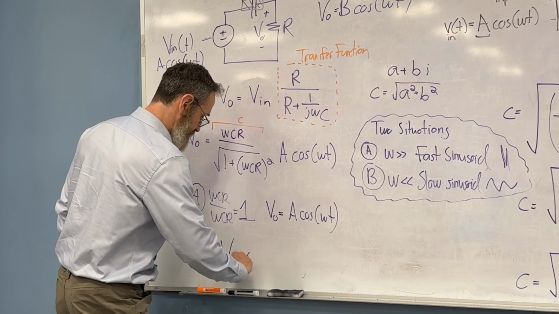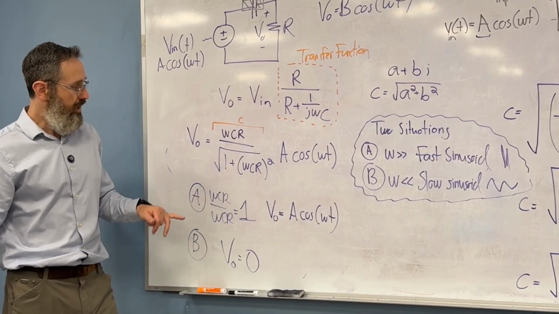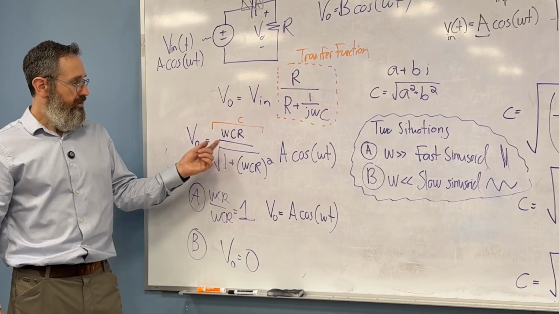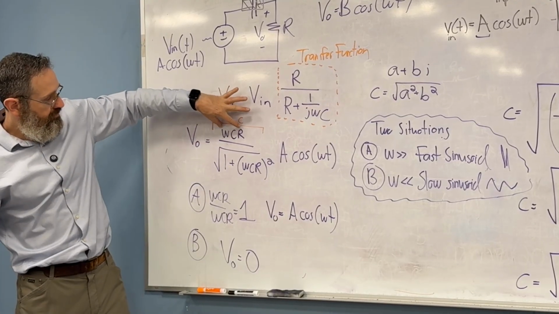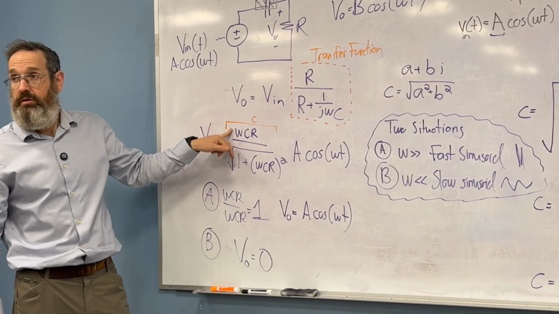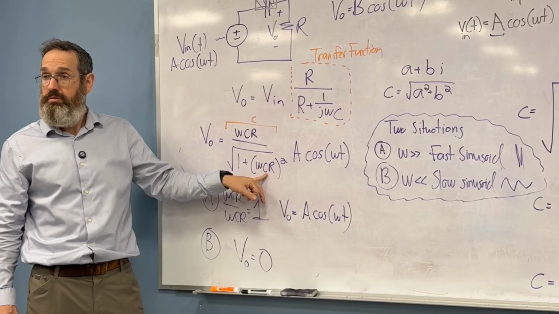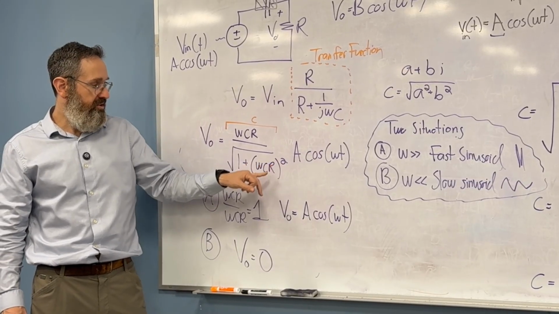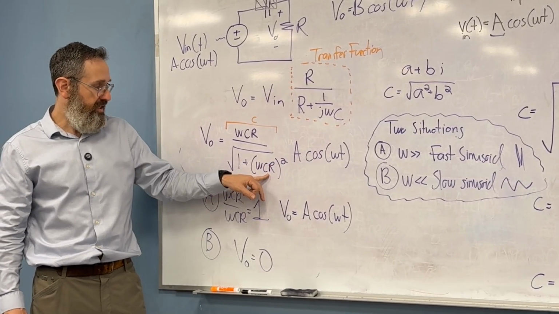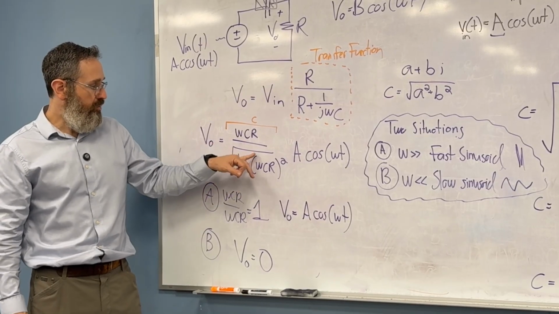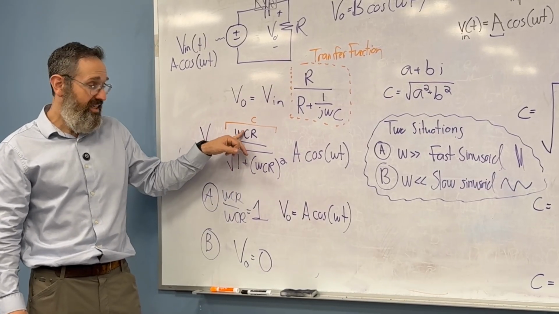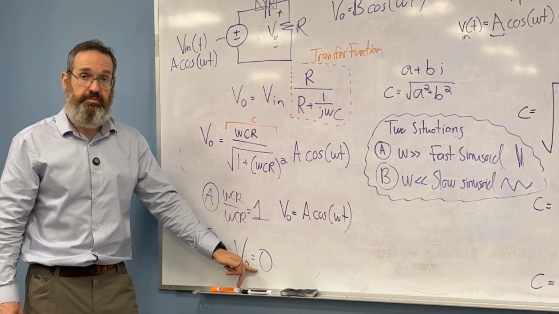Let me go through that again, if it's not clear. This is a tiny number, because in this case, W is small. And this is a tiny number. Tiny number squared is tiny. 1 plus a tiny number is 1. Square root of 1 is 1. Tiny number over 1 is 0.